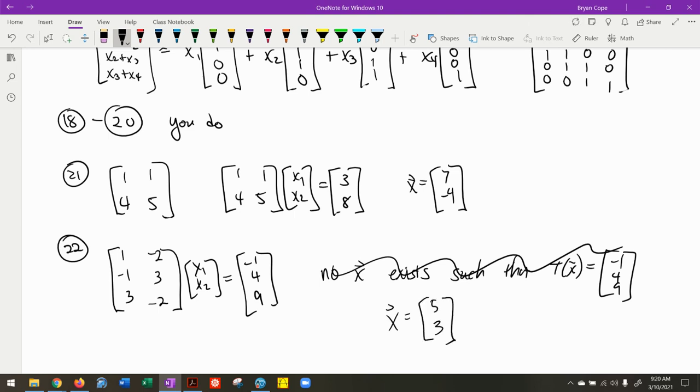Well, from that you learned, one, be careful how you input the vector, and two, what happens when there's no solution. That would mean that there's no x. But in this case, you actually do get (5, 3).